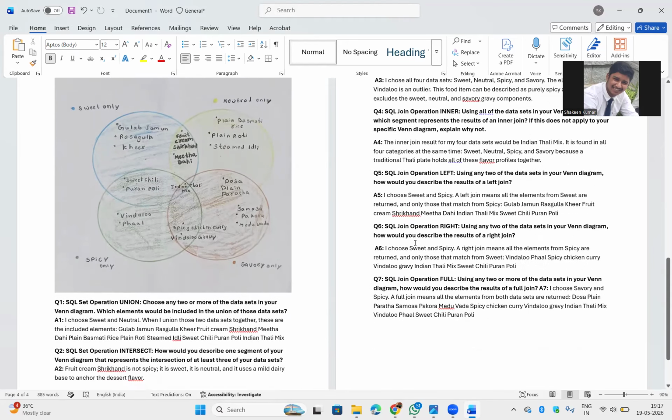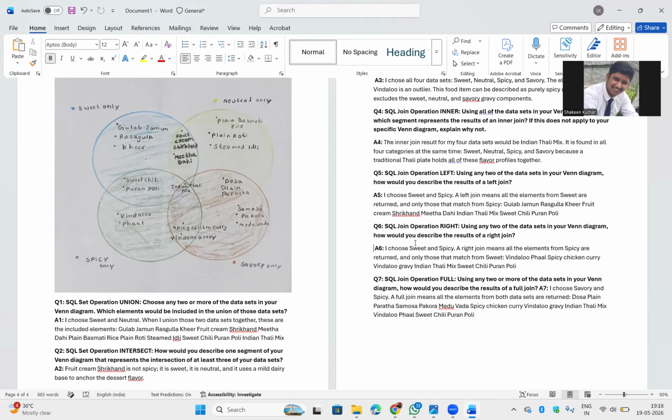And for the sixth question, for operation right, I have chosen sweet and spicy again. The right join means all the elements from the spicy are returned and only those that match from sweet: Vindaloo, spicy chicken curry, Vindaloo gravy, and Indian Thali mix, sweet chilli, puran poli. So these all come in it. So that's why I chose this.